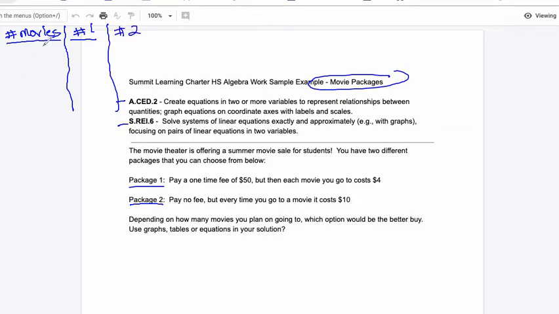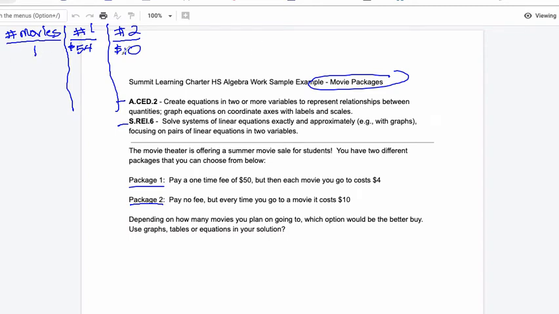Let's say I only go to one movie. So under package number 1, I'm going to pay $50. But if I only go to one movie, it's going to cost me $4 for that one movie. So it's going to cost me a total of $54. What about option 2? Option 2, I don't have a fee, but every time I go to a movie, it costs $10. So according to option 2, that's going to be the cheaper plan if I only go to one movie.